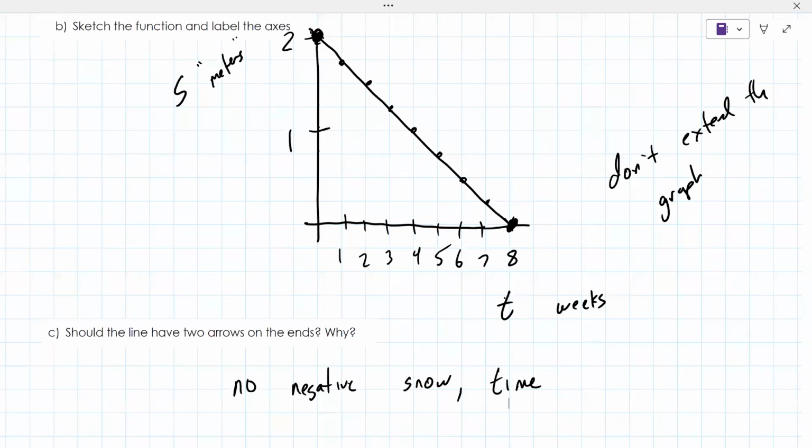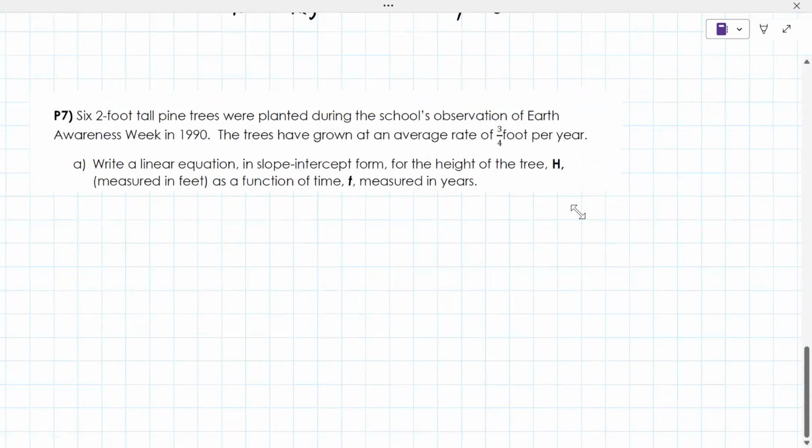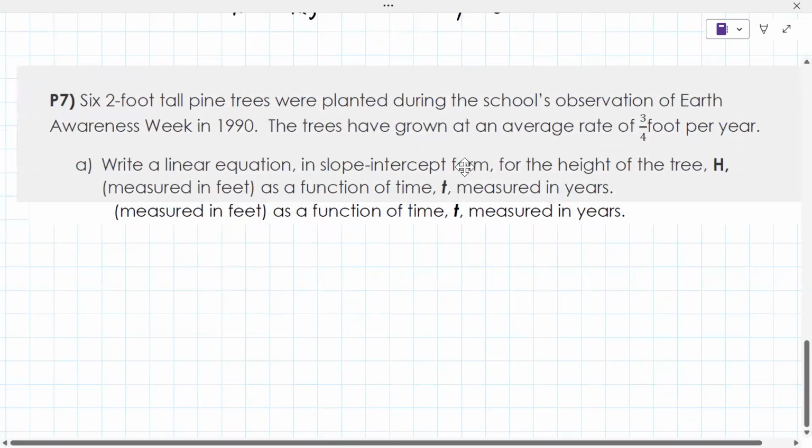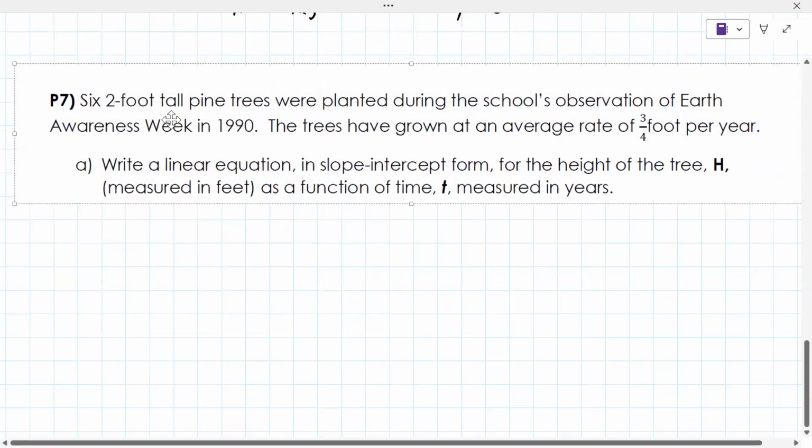And then the next question that I wanted to go over was P7. That's the last one. Sure. All right, here we go. So this one is kind of that standardized test question. They got a lot of word numbers. You got to make sure you get the right one.